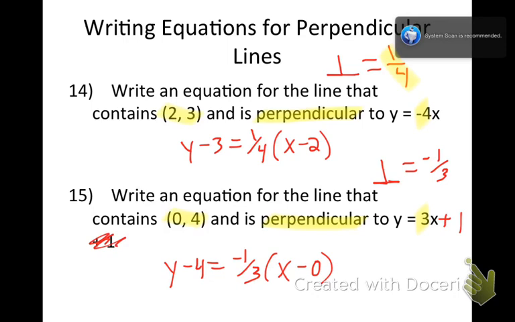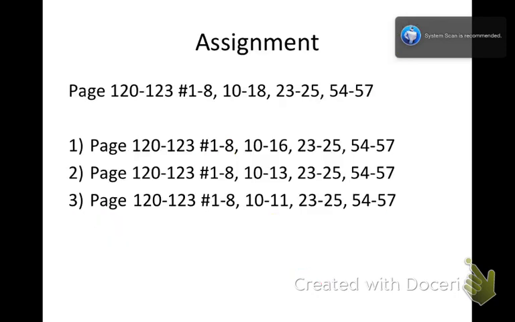All right. The key here is finding the parallel and perpendicular slopes. All right. And that's it. There's your assignment.